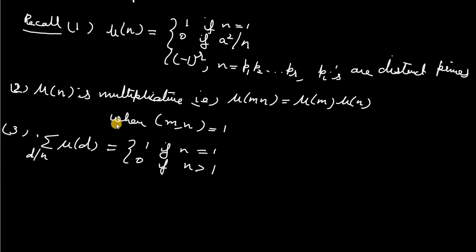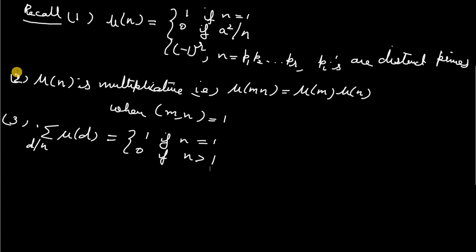So I have proved all the above results. What is the Mobius function? It is defined as 1 if n is equal to 1, it is equal to 0 if there exists a square which divides n, and it is minus 1 to the power r if n is equal to p1 up to pr, where the pi's are distinct primes. Number 2, mu is multiplicative. That is, mu of mn is equal to mu of m into mu of n whenever the GCD of m and n is equal to 1. And number 3, the summation of mu of d is equal to 1 if n is equal to 1, and it is equal to 0 if n is greater than 1.